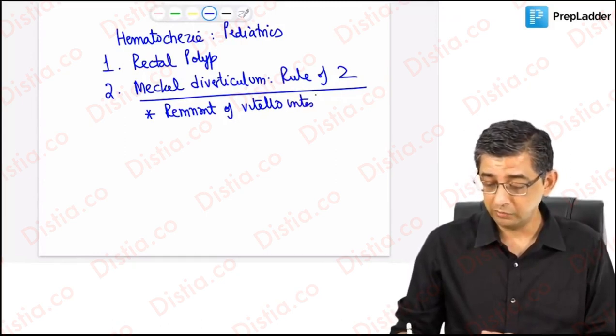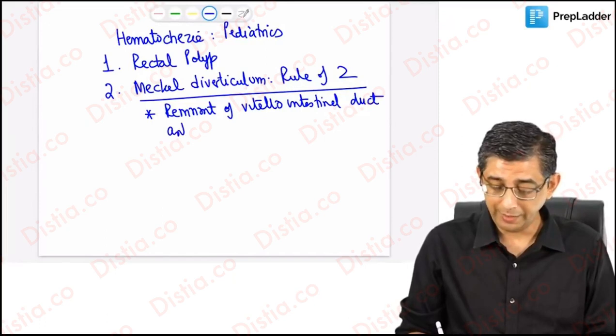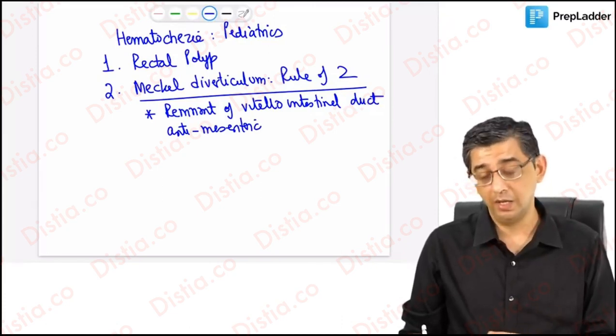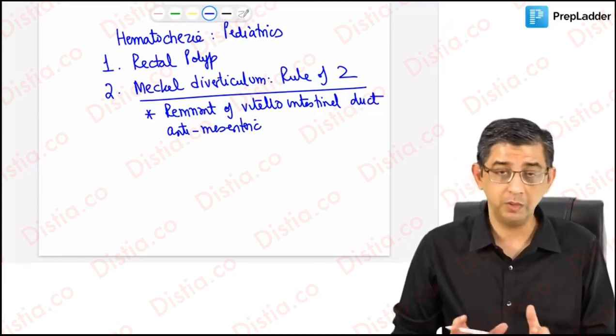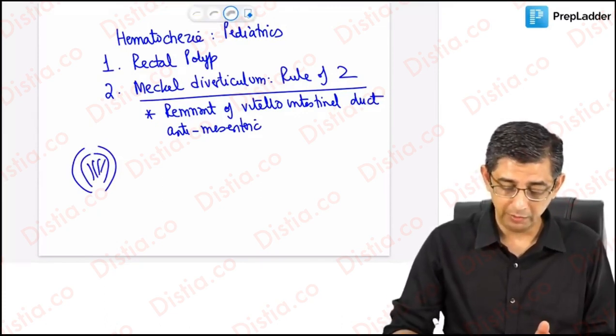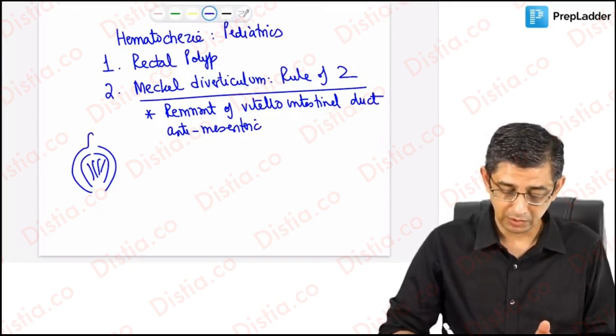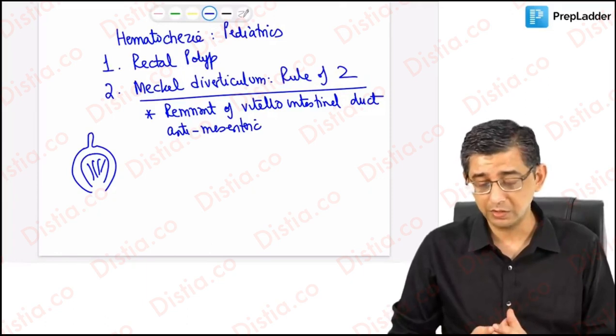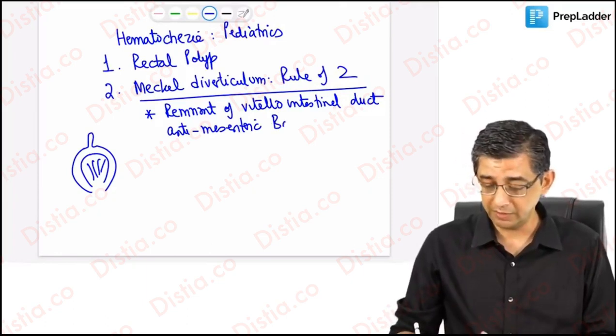This is a remnant of the vitellointestinal duct. It will always be located on the anti-mesenteric border. So there have been situations where he gave a specimen in the exam and the picture was very clear. I mean, if this is the bowel, you could see the mesentery, and then on the anti-mesenteric border, this structure was present. The size is going to be 2 inches, and it is 2 feet from the ileocecal junction. So anyway, it can be easily identified.